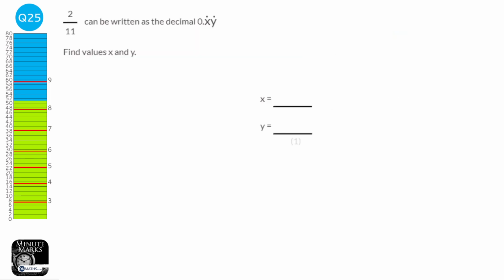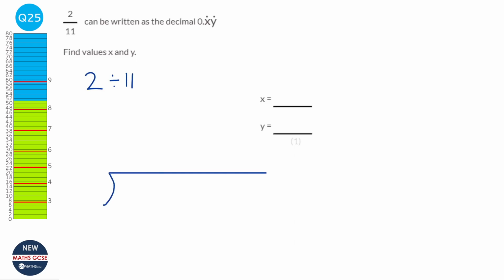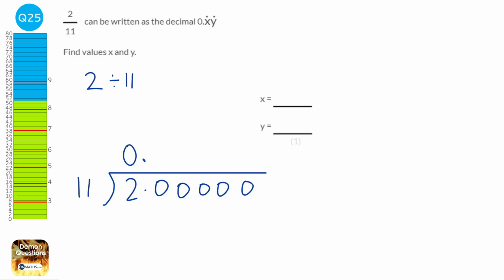So 2 over 11 is the same as 2 divided by 11. And we can do that with a bus stop. So if I just do a bus stop down here. So we've got 11 on the outside and 2 on the inside. And chances are we'll almost certainly need decimals. So I'm just going to put some zeros in. 11 into 2 does not go. So we're going to move that 2 across.